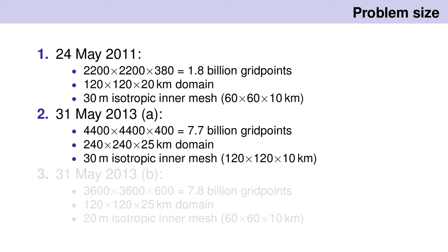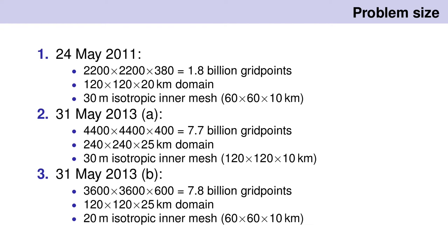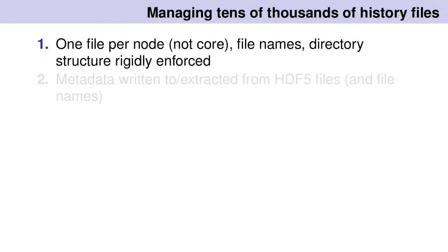I've recently started to do some higher resolution simulations and larger numbers of points. This is again on Blue Waters, about almost 8 billion grid points. I did a larger domain with this simulation, and I'm now looking at using the same event, 31 May 2013, at the same domain size, but at 20 meter isotropic resolution. So we're really trying to crank the resolution as high as we can to capture all the small vortices that are important to tornado formation.